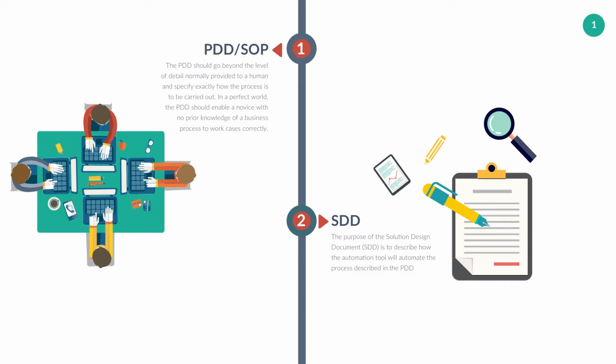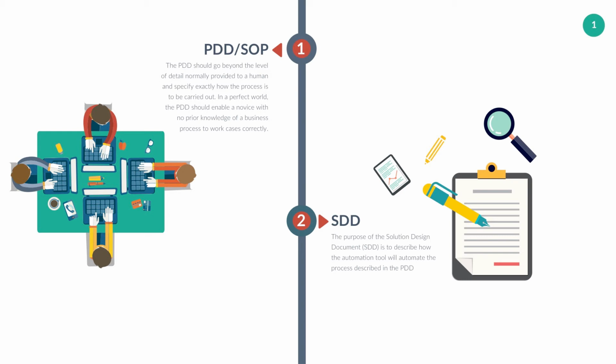Once the PDD is created and signed off by the process owners, the RPA developer will use this as a guide to creating the Solution Design Document, also known as the SDD. The purpose of the Solution Design Document is to describe how the automation tool will automate the processes described in the PDD. The Solution Design Document is intended to convey to the business sufficient details of the automation process in order for them to understand and ultimately approve of the proposed solution.